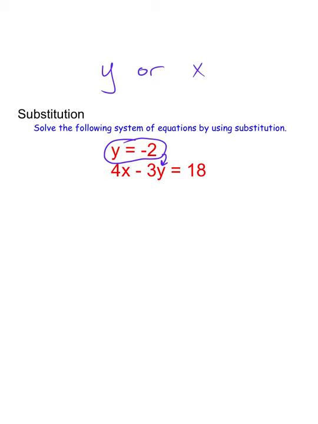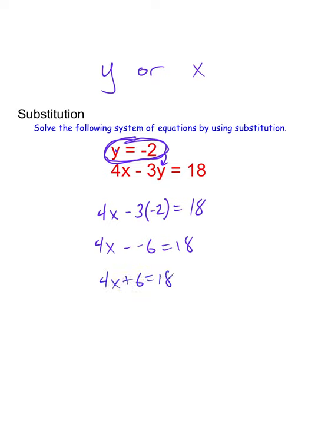The reason it's called substitution is because we are going to rewrite 4x minus 3y, but since we know that y is equal to negative 2, we are going to replace the y with a negative 2, which we can only do once we know what the y equals or what an x equals. So here, since y is equal to negative 2, we can put it right into the equation. Now we work from here and solve. 3 times negative 2 is negative 6, so we've got 4x plus 6 equals 18.